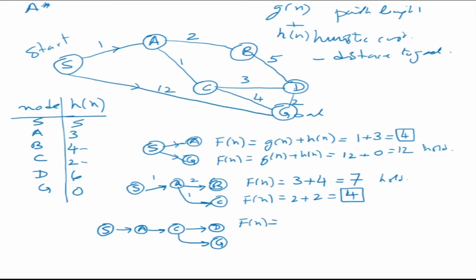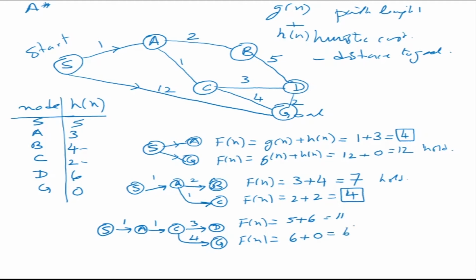So from C to D, I have gone from S to A, which is 1, then A to C, which is another 1, and then C to D, which is 3, so it is 5, plus the heuristic cost is 6, so it is equal to 11. Now what about C to G? C to G has a cost of 4, the path length, so Fn is equal to 6, plus G is 0, so it is 6, okay.